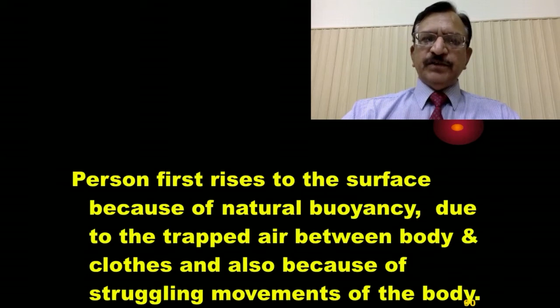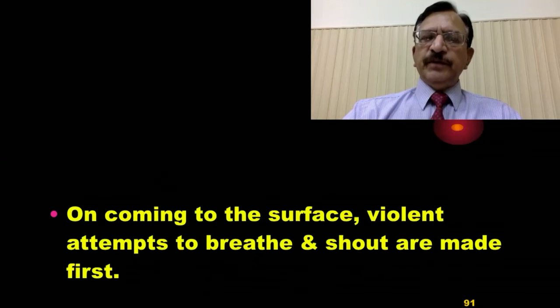The person first rises to the surface because of the natural buoyancy, the natural tendency to float, and the trapped air between the body and the clothes also plays a role. So because of all these factors, the struggling movements of the body, the air trapped in the clothes, and the natural tendency, the person initially rises to the surface, that is, floats. And on coming to the surface, violent attempts to breathe in and shout are made.